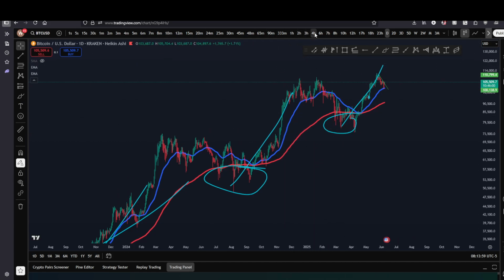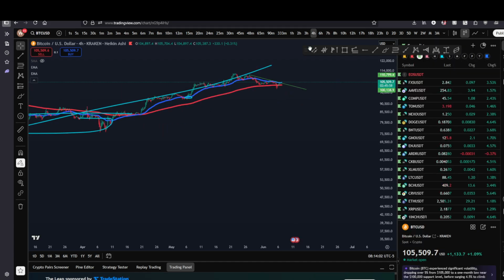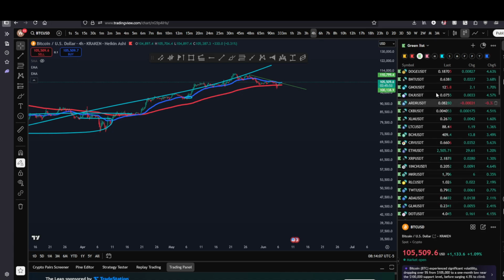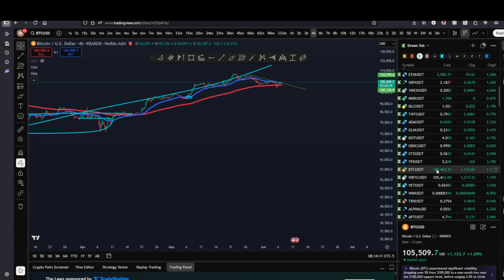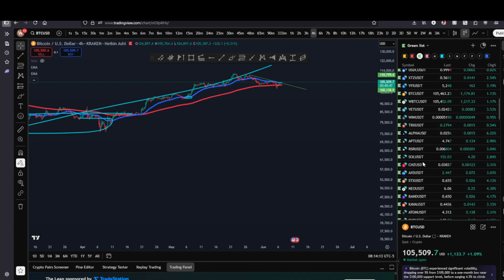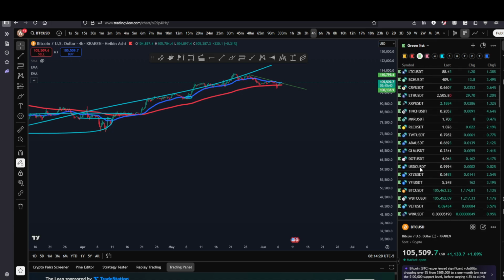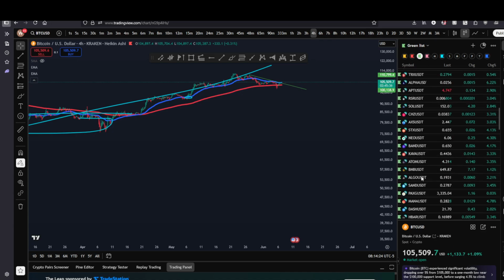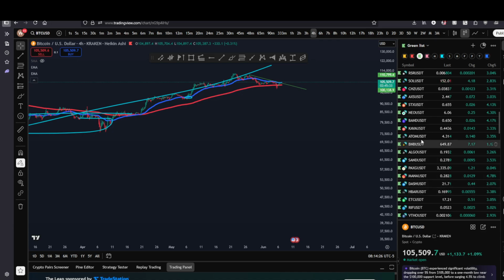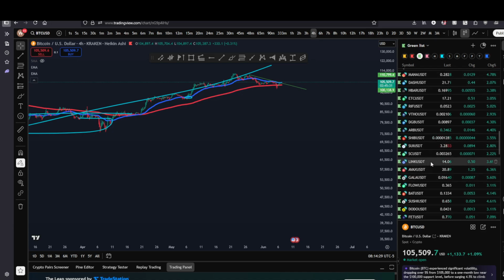Okay, let's look at some altcoins. Let's just pull something random here. What's something people trade? Sorry about that, guys. Let's just grab something that's not. Sure. Let's look at Sui.